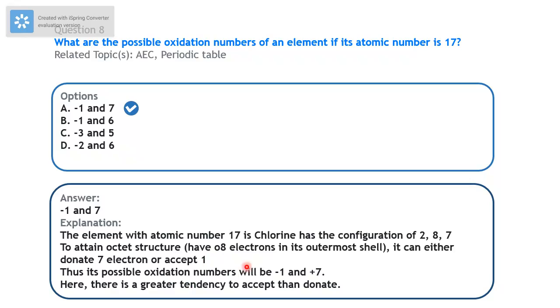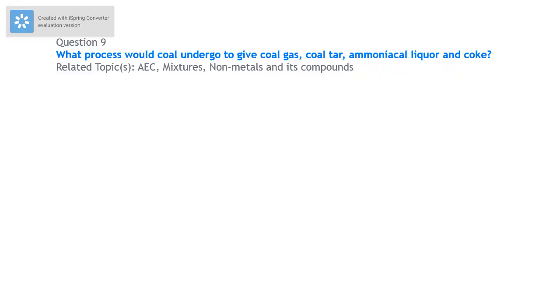But there is a greater tendency that this element is going to accept rather than donate, because it will take less energy to accept 1 electron than to donate 7 electrons. But the oxidation number is going to be -1 and +7.